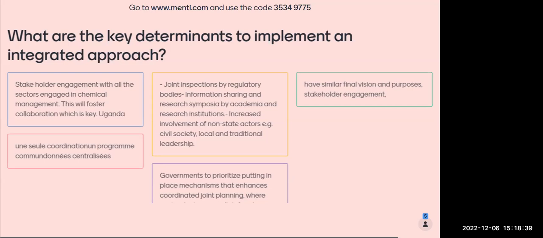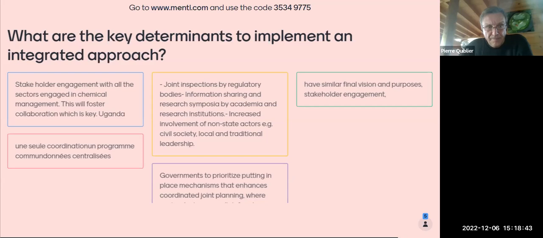So I don't know, Pierre, if you want to comment anything on the poll. So people are posting some of the key determinants. No, I think it's very encouraging, and it's right on the spot. Joint inspections, stakeholders engagement. In Uganda, we've been there, and they are doing remarkable work. Data that needs to be shared, and common to everybody. Taking chemicals to demonstrate that sustainable development policies can be implemented effectively.